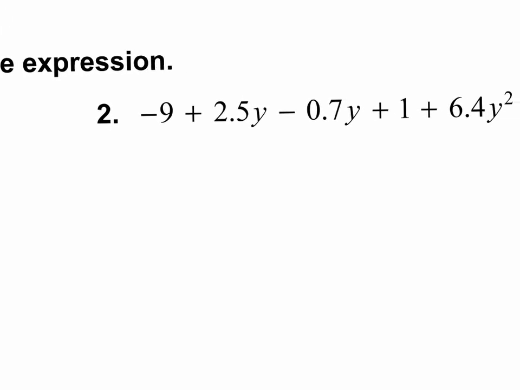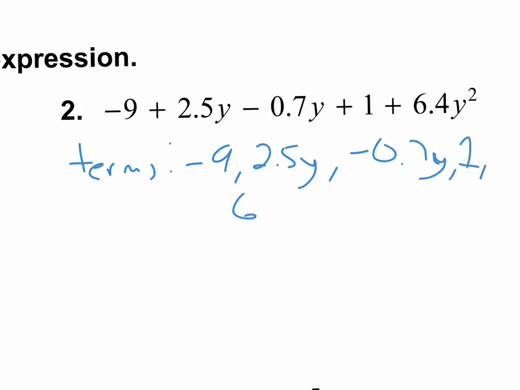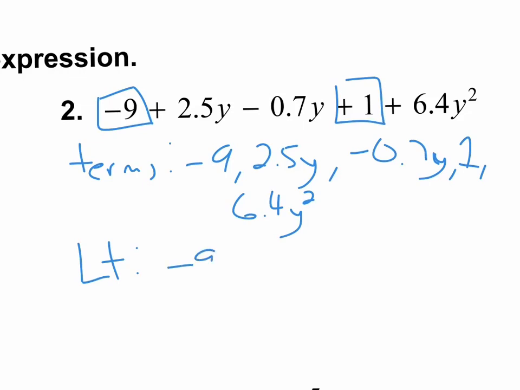Moving on, let's write our terms. We have negative 9, 2.5y, negative 0.7y, 1, and last but not least 6.4y squared. What I recommend is boxing the different terms, or using different colors, to decide which ones are alike and which are not. I'm going to put LT for like terms. Negative 9 is my box, in blue. Is there any number that does not have a variable? It's just a constant also. Positive 1, so my like terms are negative 9 and 1.